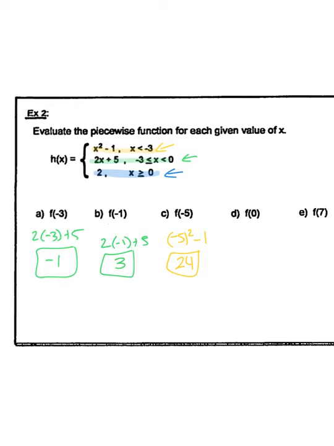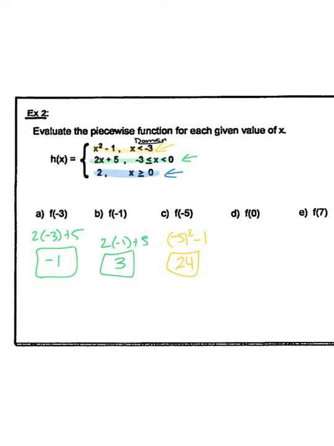Okay. Then I'll do part D. F of 0 means I'm plugging x to be 0. So I go to the 3 domains. Remember, the domain column is on the right. This is all domains. So I go to the yellow first. Is 0 less than negative 3? No. I go to the green one. Is 0 greater than or equal to negative 3 and less than 0? No. I go to the blue one. Is 0 greater than or equal to 0? Yes. So I go to the function y equals 2.